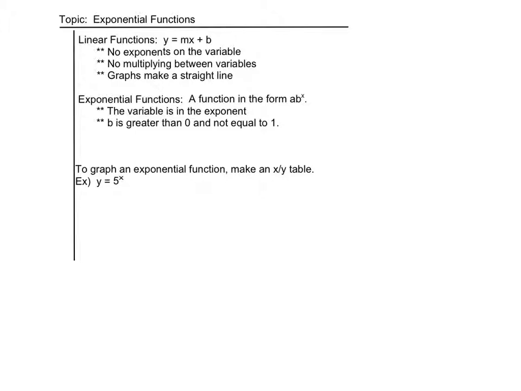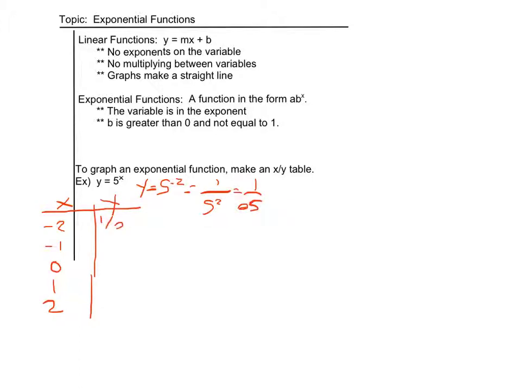If you want to make a graph for an exponential function, you're going to use an XY table to help you do that. Let's say, for example, we wanted to make the graph y equals 5 to the x. I'm going to choose some values for x and see what it gives me for y. Let's say I choose -2, -1, 0, 1, and 2. If I choose x equals -2, y equals 5 to the -2, which we learned is 1 over 5 squared, or 1/25th, which is a very small decimal.